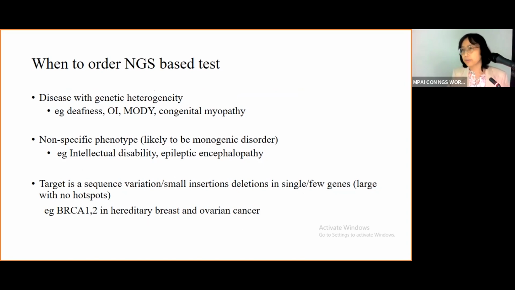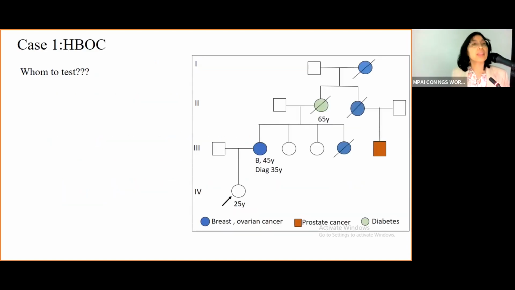Or even if you have a very specific phenotype like hereditary breast ovarian cancer, but you know that the gene is so large that doing a Sanger sequencing for each and every exon and fragment is not cost effective.